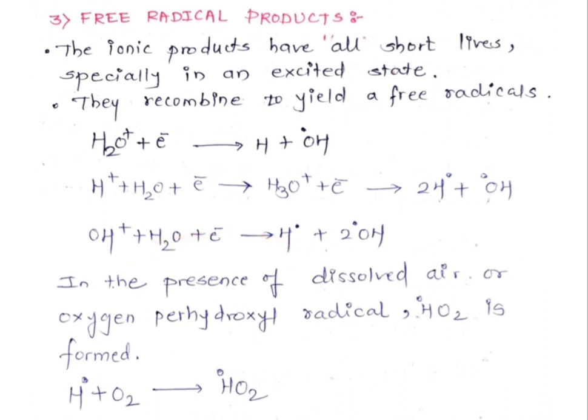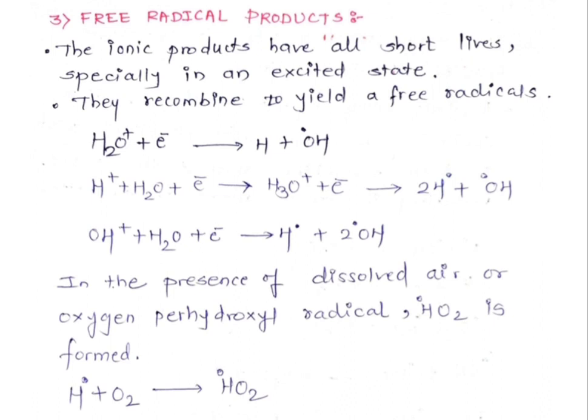OH plus water plus electron gives H radical plus two OH radicals. So here the OH radical, then the two H radicals, OH radical, H radical and two OH radicals: all these are the free radical products formed due to the interaction of the ionic products.